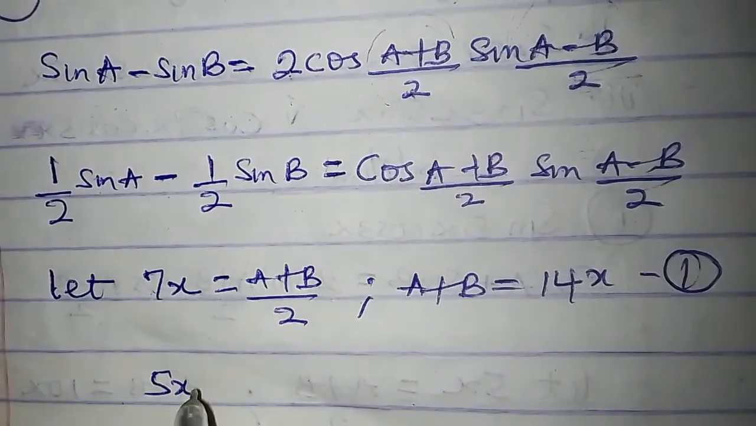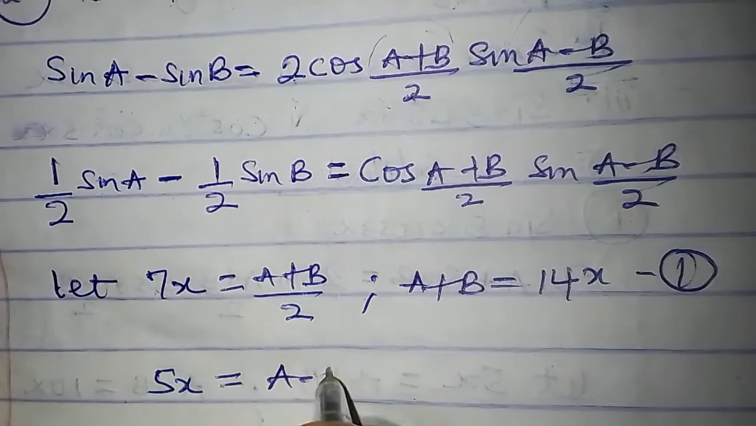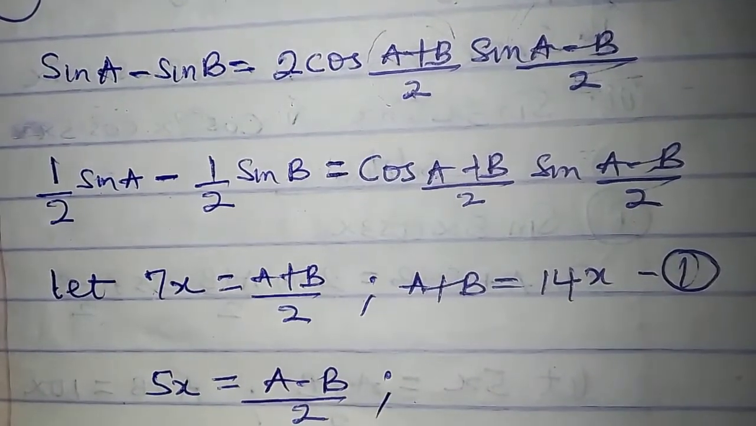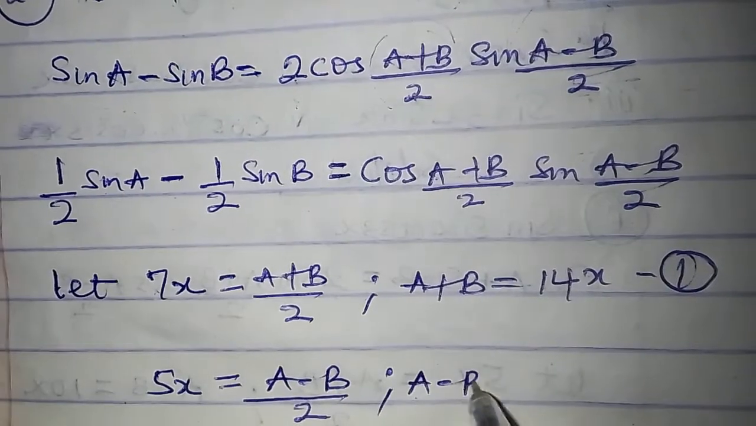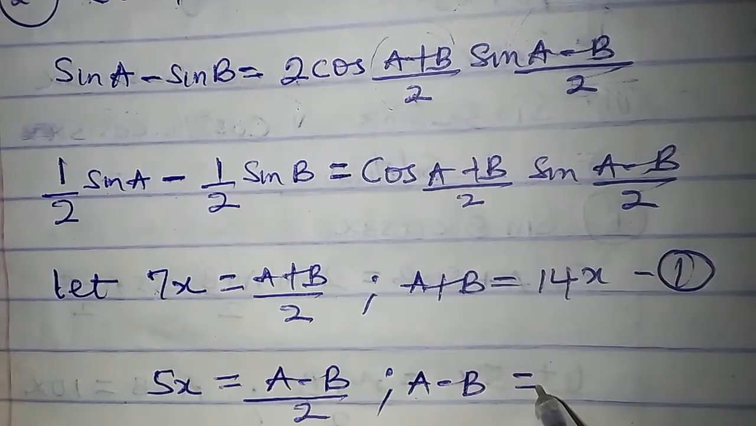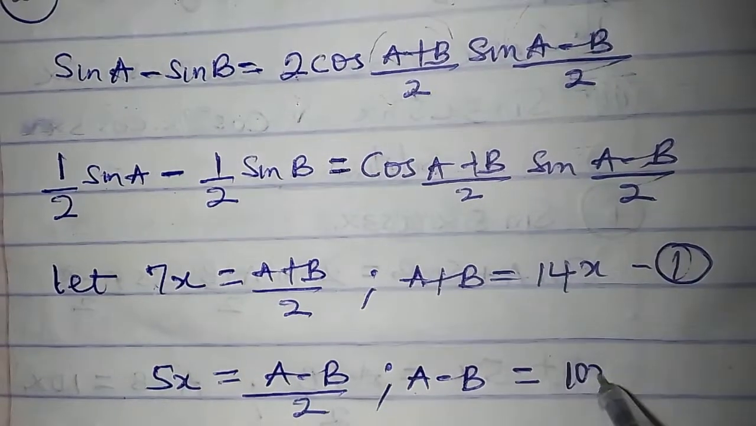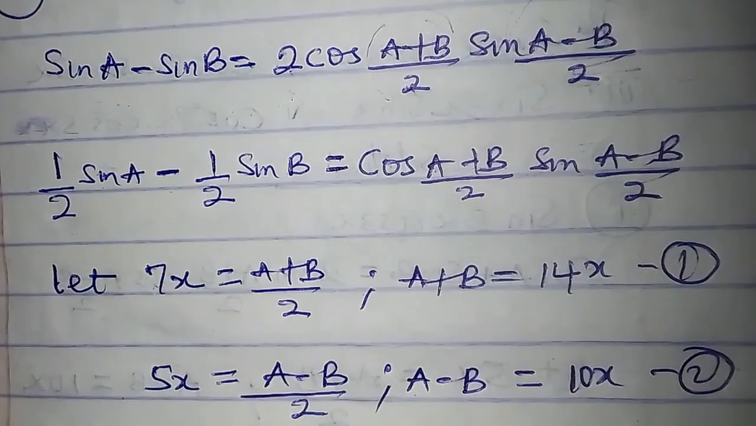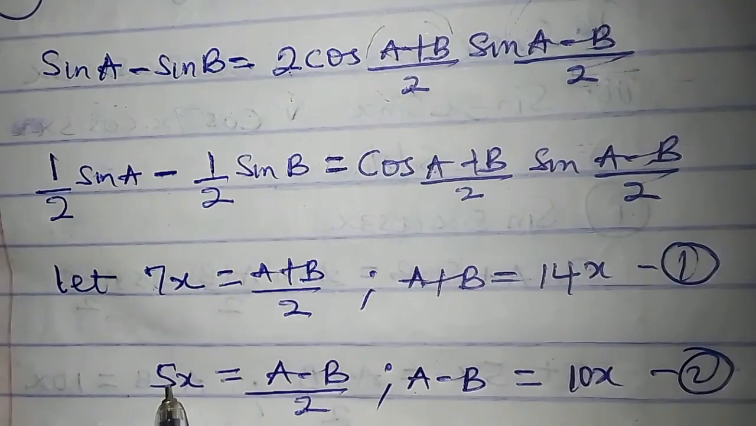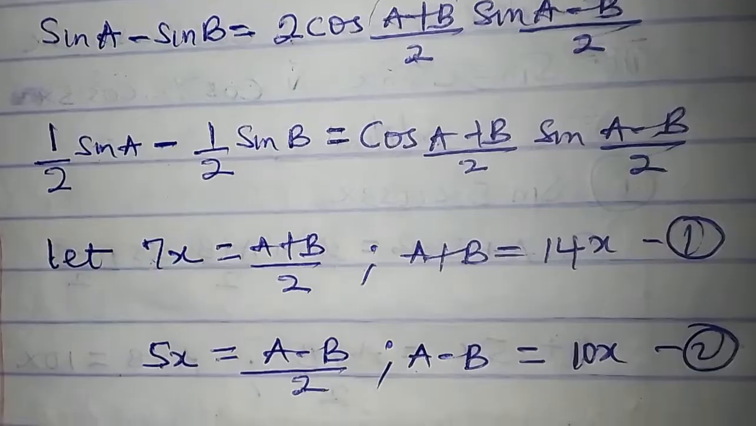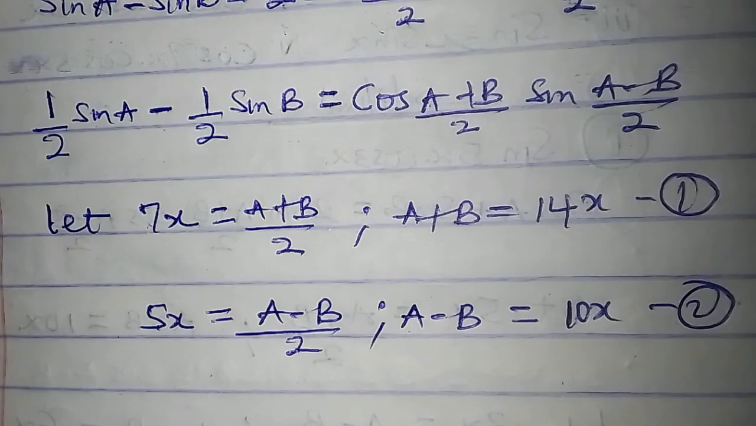5x, let it be equal to a minus b all over 2. So making a minus b the subject of the formula, we have a minus b is equal to 10x. Equation 2. Because 2 times 5x is what? 10x. So let's solve the equation for a and b.